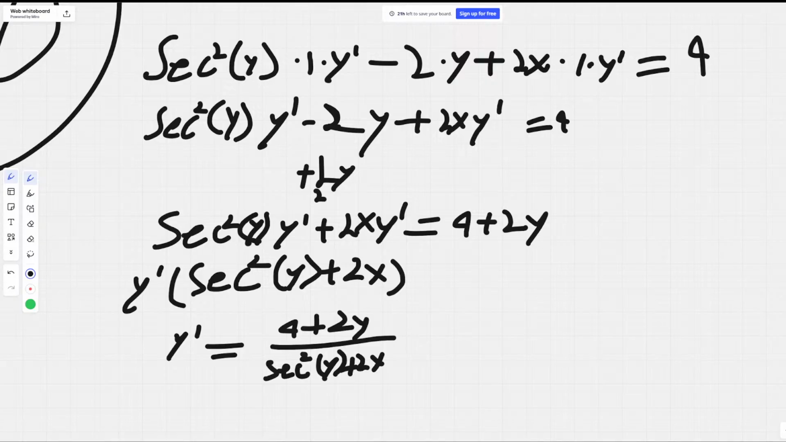Where was I? Ah, yes. Y prime, secant squared y, 2x. I just gotta write it on my paper.